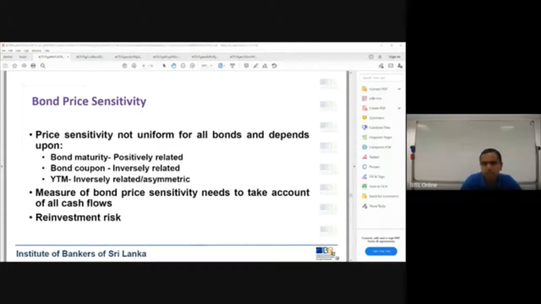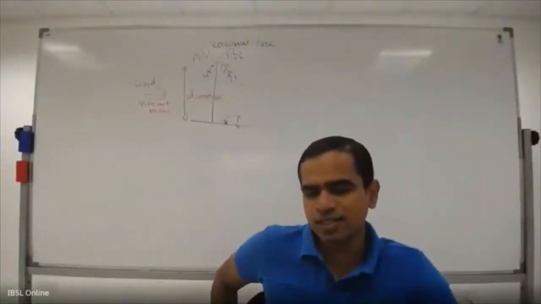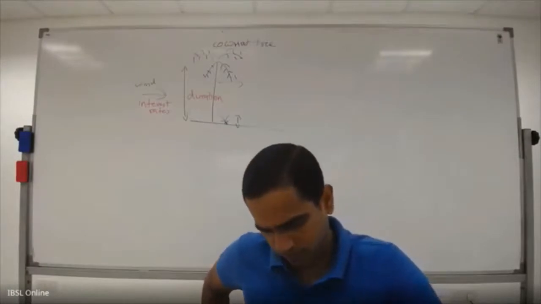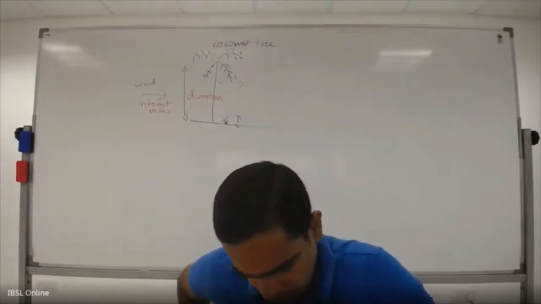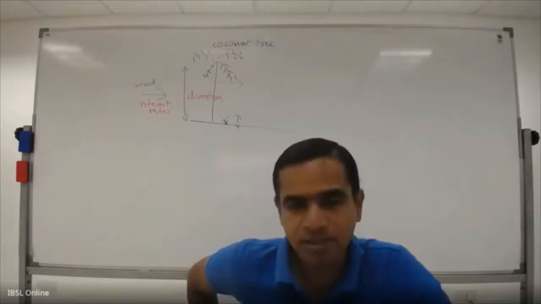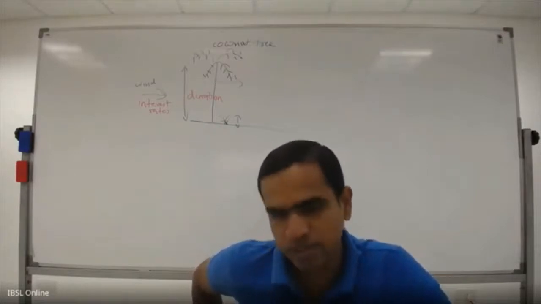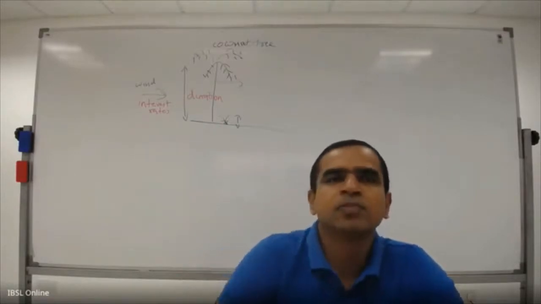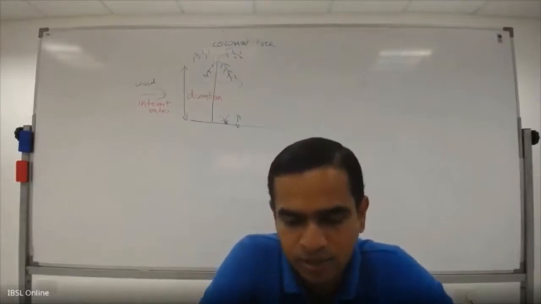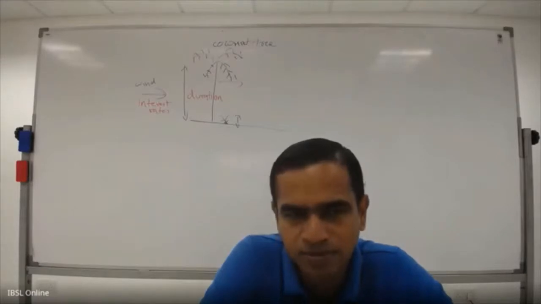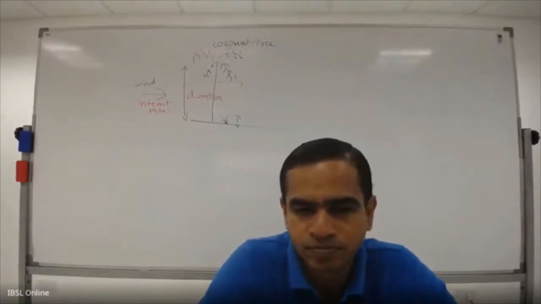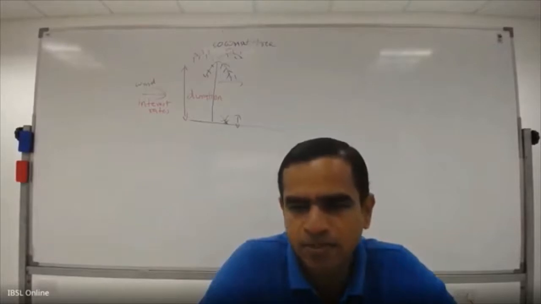Okay, so the conclusion we can come to is that the duration of a bond is inversely related to the maturity. Sorry, it's directly related to the maturity. That means longer the maturity, longer the duration, and it is inversely related to the coupon. Right, lower coupon, longer duration. Okay, I hope that was clear.